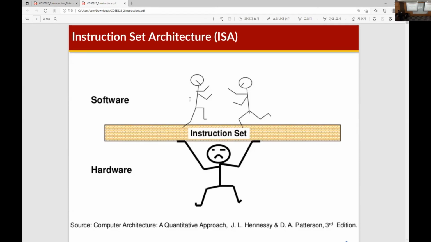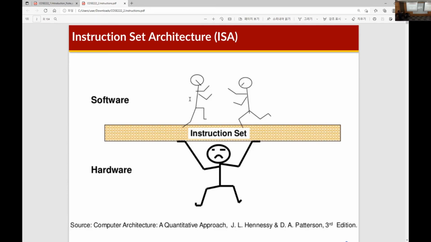So I said that software engineers or software programmers do not understand how hardware works. They just use high-level languages, or some software. But the software written in a high-level language should be translated into the instructions.